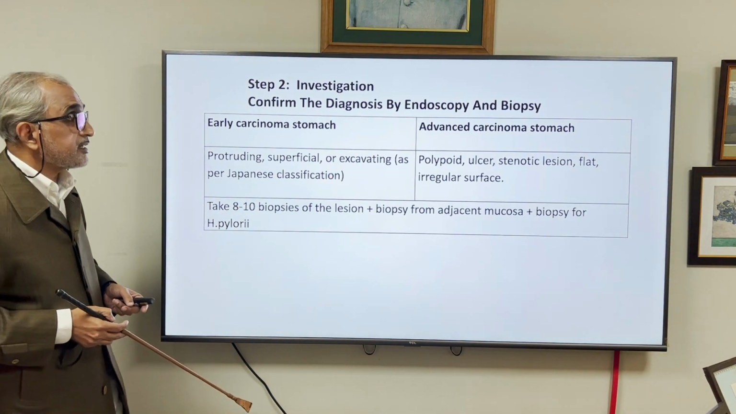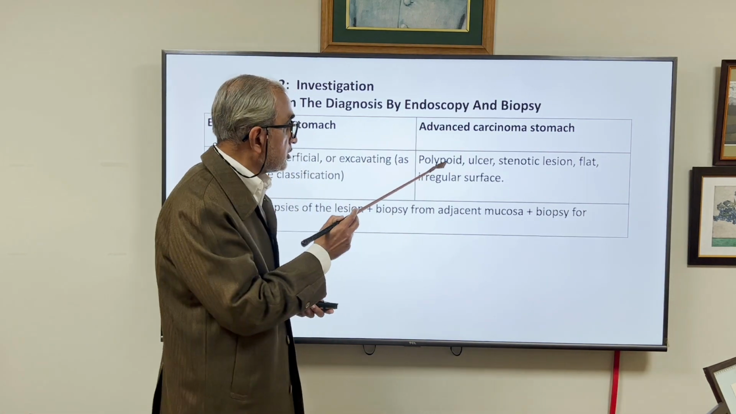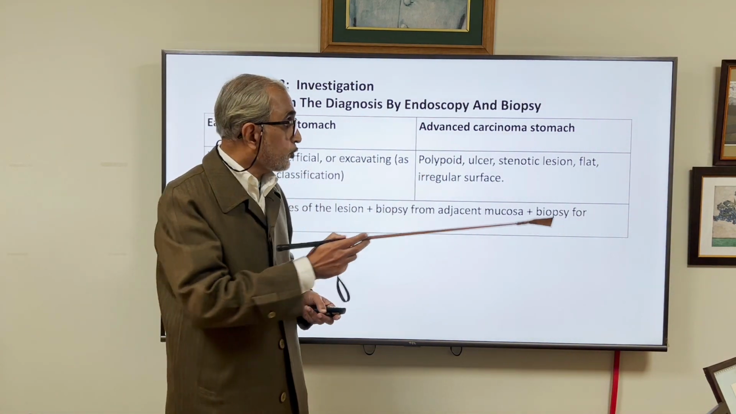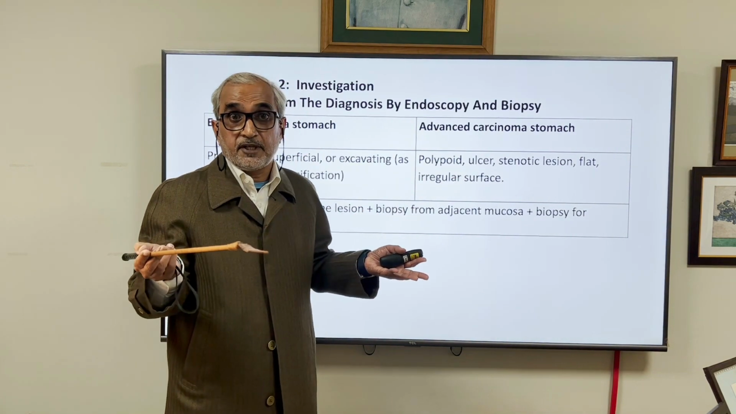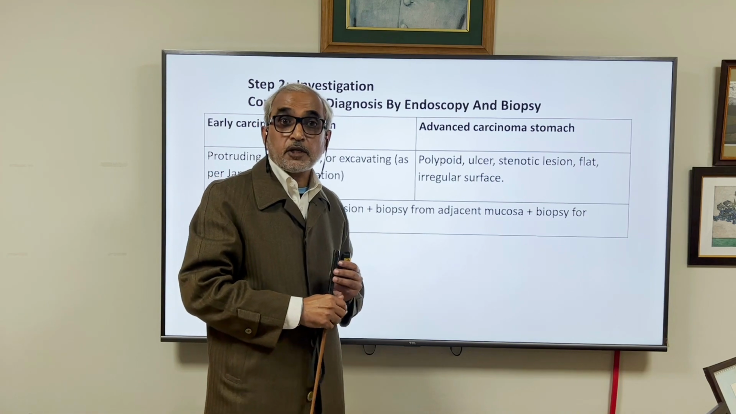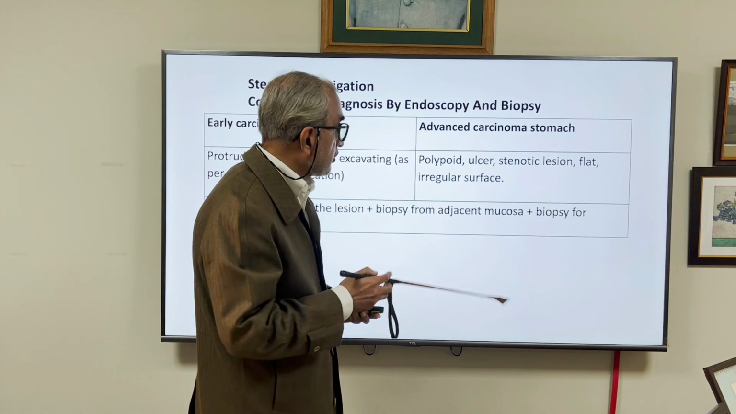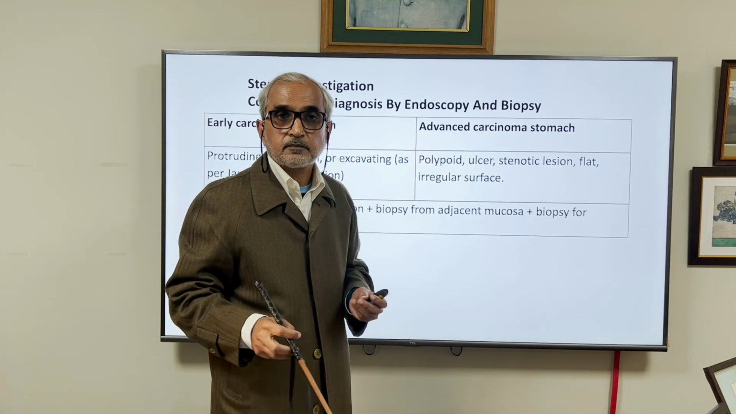These three terms refer to the plane of the margin of the mucosa: protruding, superficial, excavating, as per the Japanese classification. In advanced carcinoma stomach, you may see a polypoid growth, or an ulcer with everted margins, or a stenotic lesion, or a flat lesion in which mucosal rugosities are lost, or you may get an irregular surface.